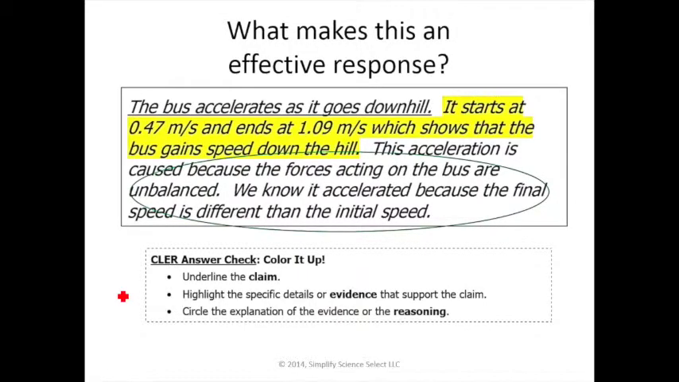Now, I've circled this last part because that's the reasoning. This acceleration is caused because the forces acting on the bus are unbalanced. We know it accelerated because the final speed is different than the initial speed. What that reasoning is doing is telling us why that piece of evidence is good evidence to connect to my claim. The reasoning is extremely important.